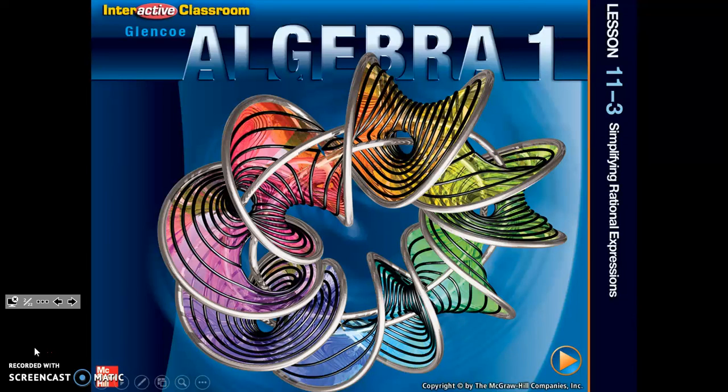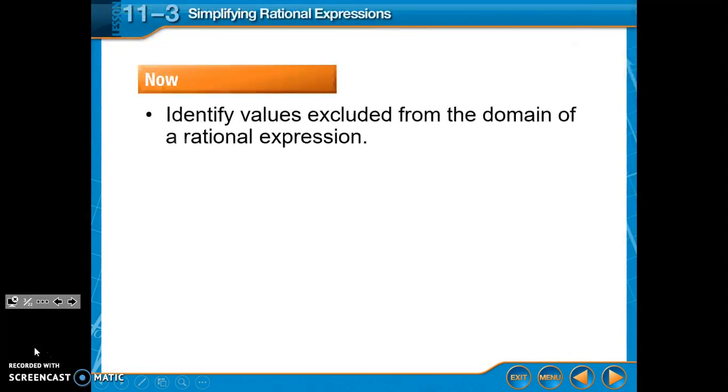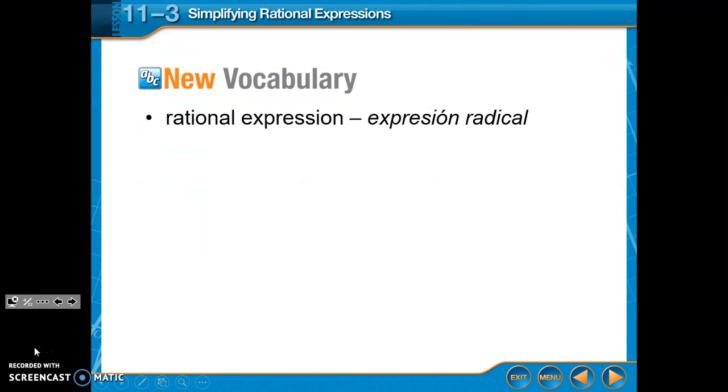Lesson 11.3 is on simplifying rational expressions. So in this lesson, you will learn to identify values excluded from the domain of a rational expression and simplify rational expressions. And the only vocabulary is rational expression.